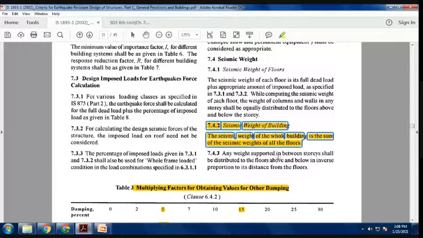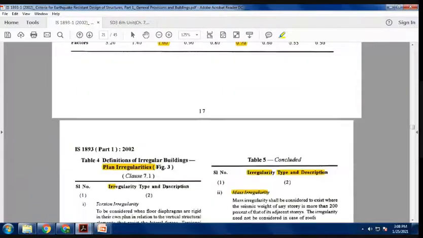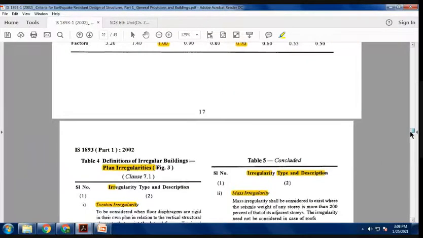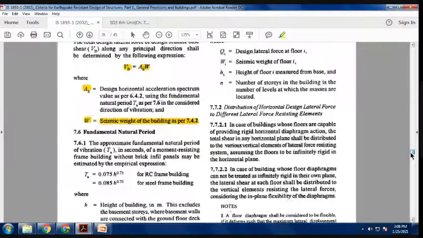W is nothing but the seismic weight of the building. The seismic weight of the whole building is the sum of the seismic weights of all the floors. So what we will do is calculate the loads for individual floors, then add them together. This is nothing but the total seismic load.